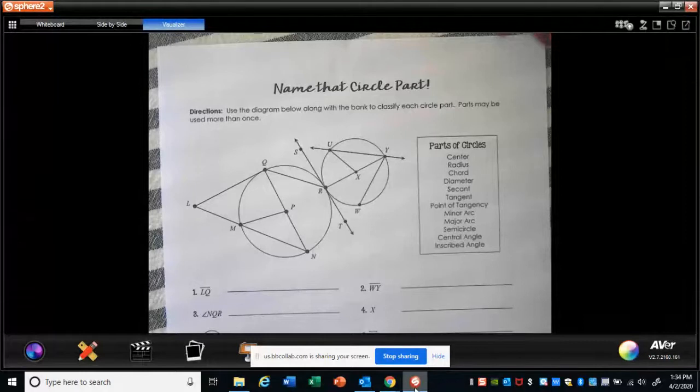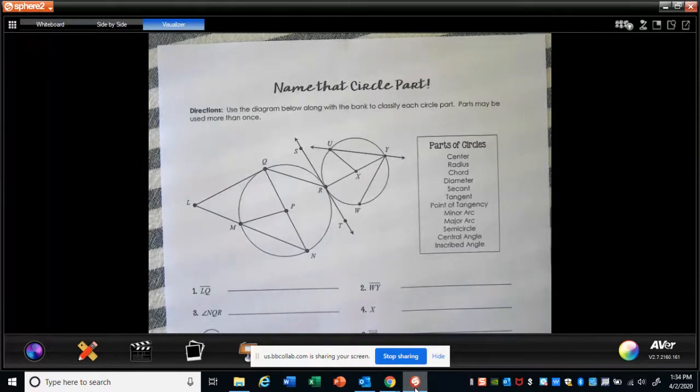Hello, geometry. So today we are starting Unit 9, our circles unit. And to start our unit off, we are going to review some vocabulary. So let's get started. You can find this handout located in Week 1 practice. The directions say use the diagram below along with the bank to classify each circle part. Parts may be used more than once.